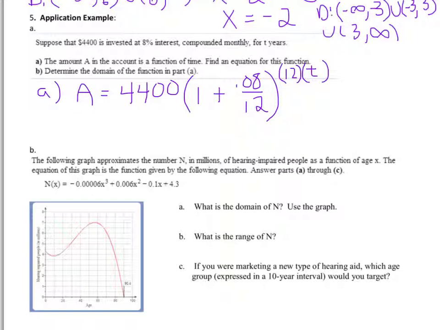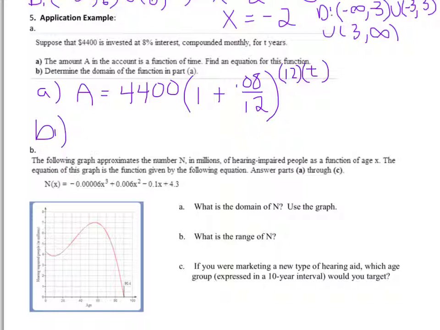And then part B, we want to determine the domain of this function. Well, this really makes you think of domain in a different way. So this is not a polynomial function, so it's not going to be all real numbers. T is the only thing that's varying here, the number which represents the number of years. So think about what would make sense as far as number of years goes.